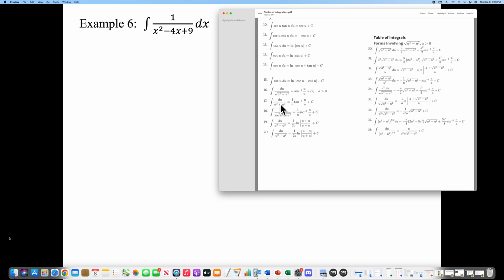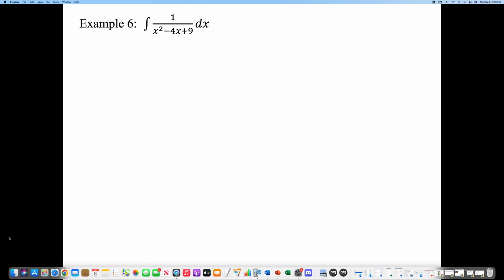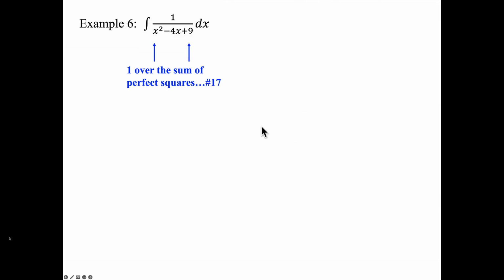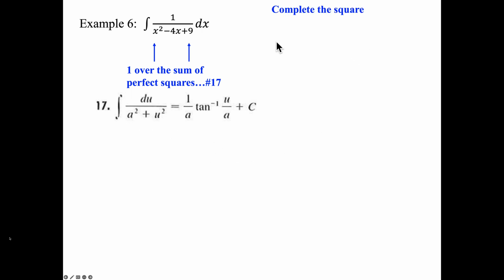So what I'm going to do is manipulate the bottom to make it look like two terms being squared and added together, which means we're going to complete the square. So we're going to make this look like number 17 here. So completing the square, x squared minus 4x plus something, take the 9 outside, and then we're going to subtract something. We're going to add something over here to the left, but then we're going to subtract something over here.